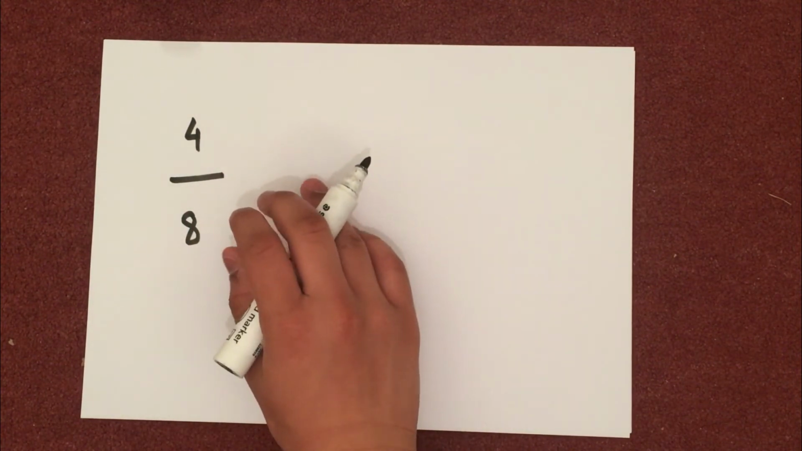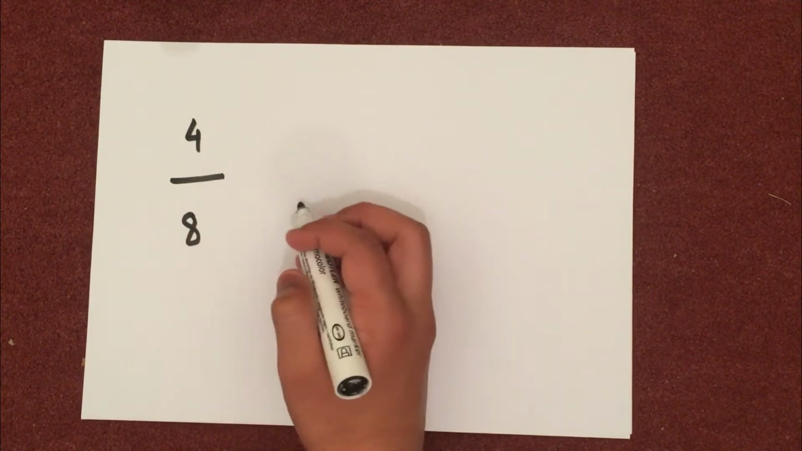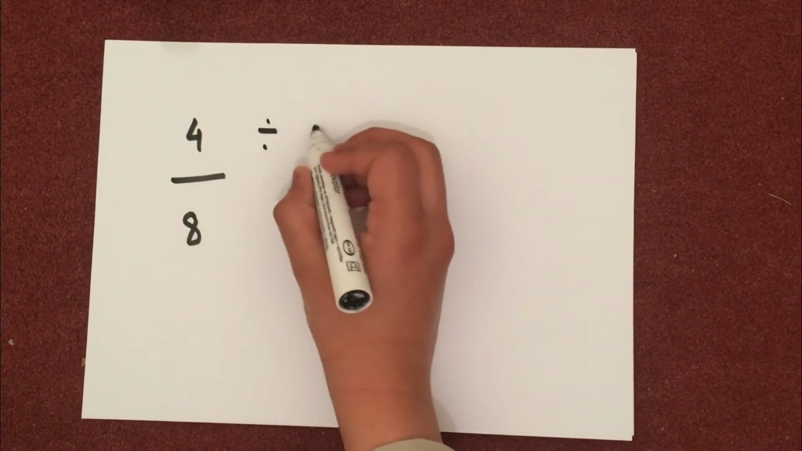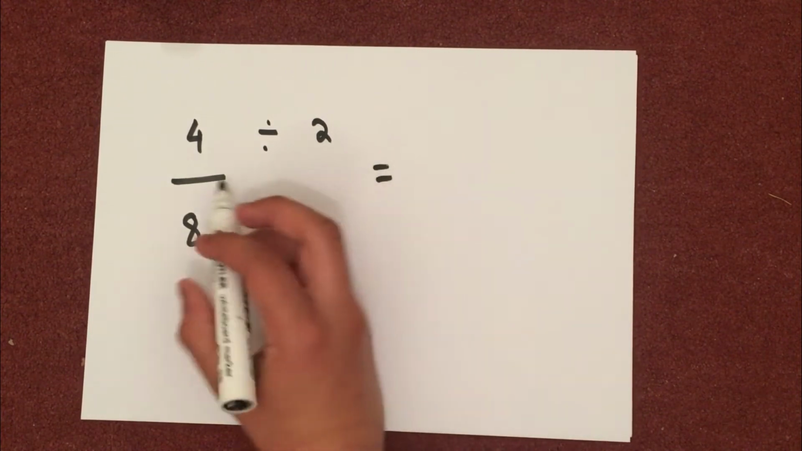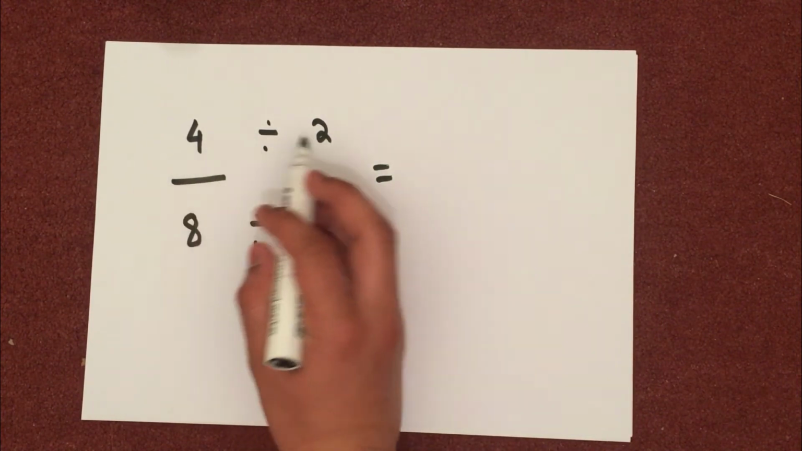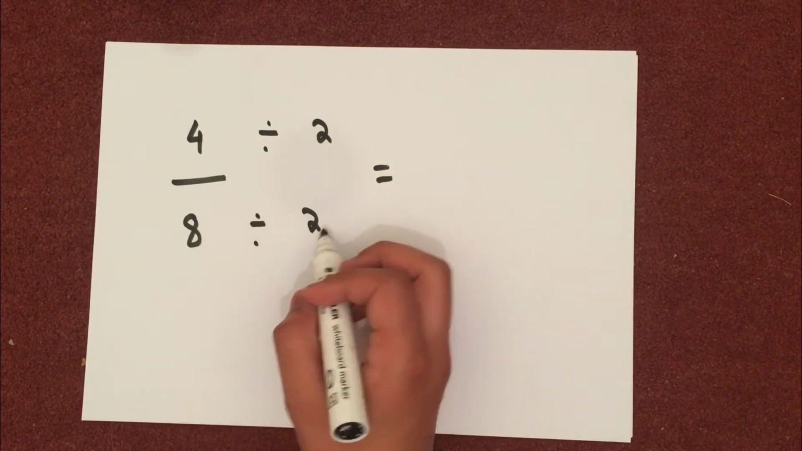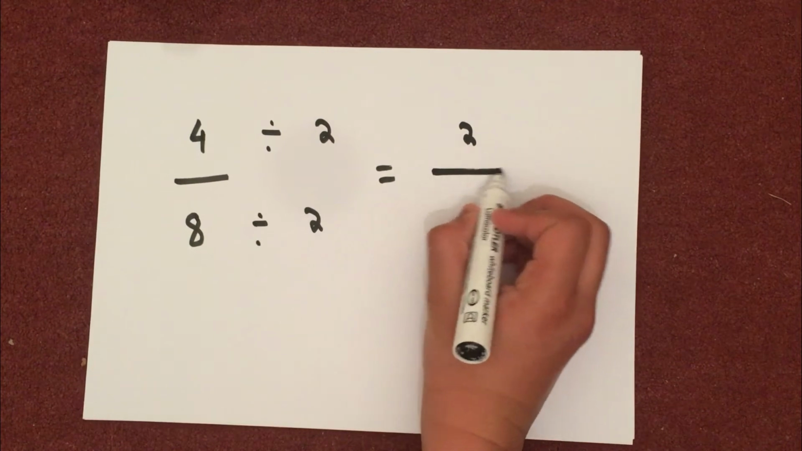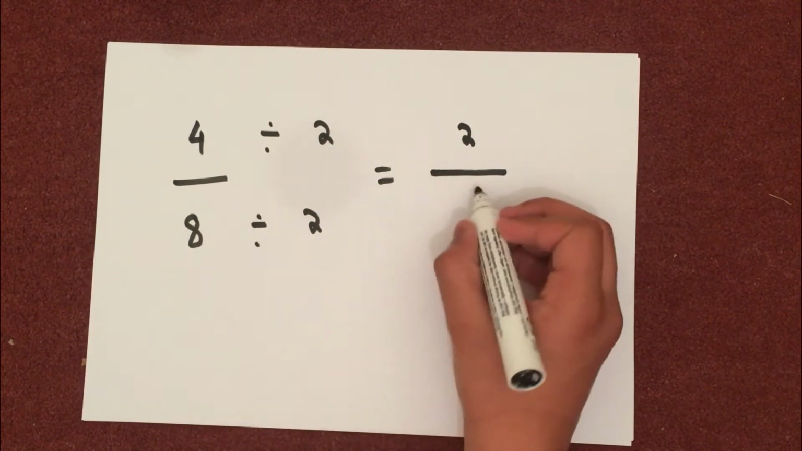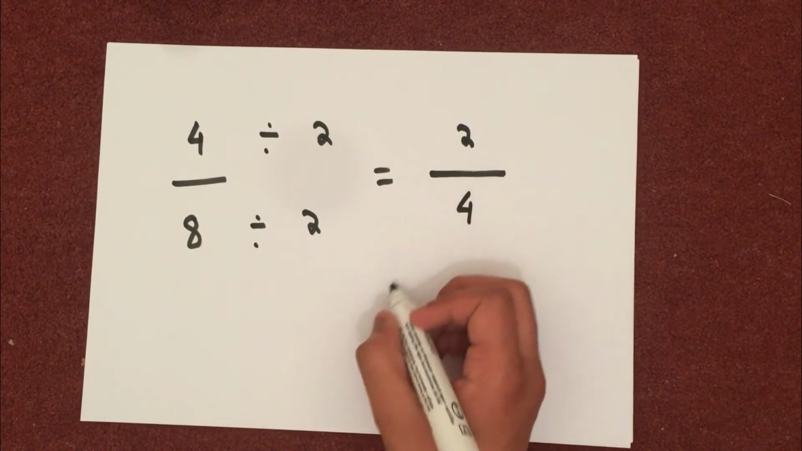What we have to do is divide 4 by 2 and 8 by 2. So 4 divided by 2 and 8 divided by 2. We have to divide the numerator by the common factor and the denominator by the common factor. We'd get 2, 4 divided by 2 is 2, over 8 divided by 2 is 4. We'll get 2 over 4.